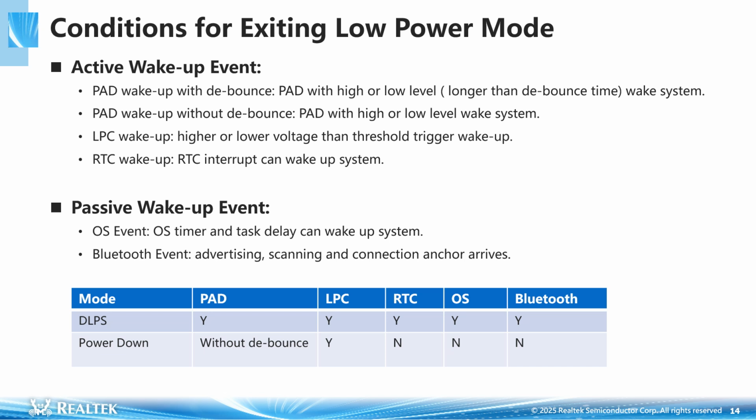Passive wake-up events include the following events. 1. OS event: OS timer and task delay can wake up the system. 2. Bluetooth event: advertising, scanning and connection anchor arrives. After the occurrence of the above wake-up events, the system will exit from low power mode.